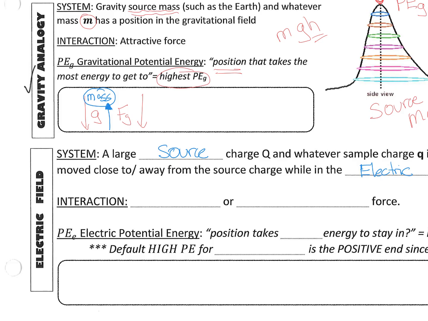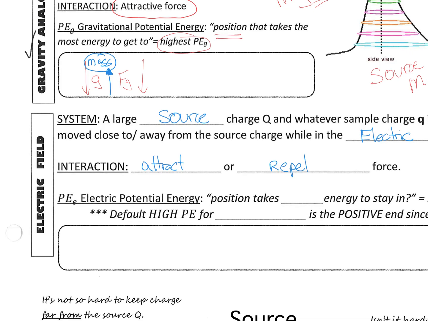Okay. Now, the interaction is different. With gravity, don't we agree that when you put a mass into a gravity field, it always attracts? Well, it really depends on the sign of the charge. It can attract or it can repel. Sometimes positives go one way and electrons go the other way. And similarly, electrical potential energy is again at its greatest, right, when it's in a position that takes the most energy to stay there.